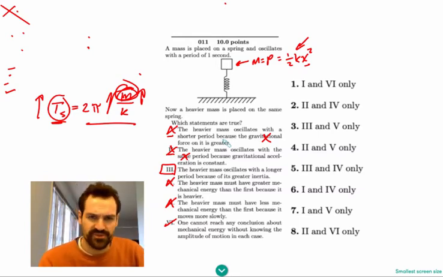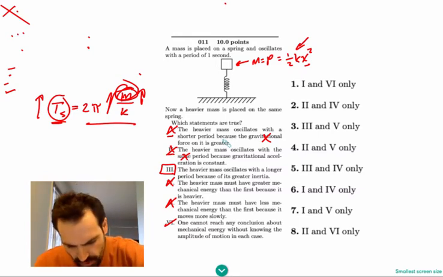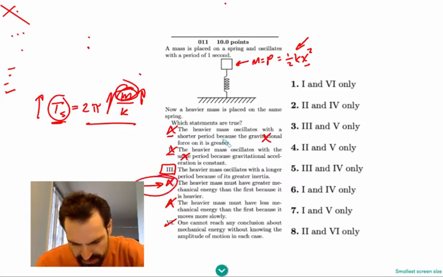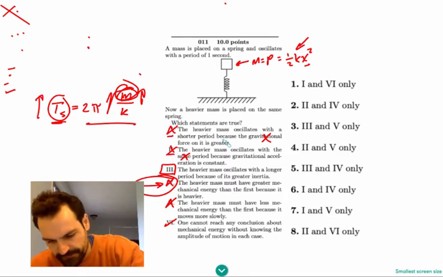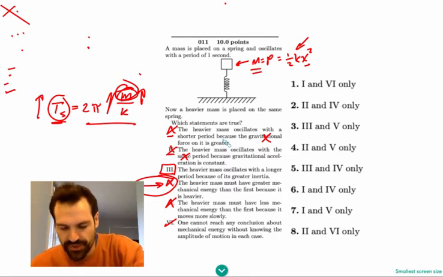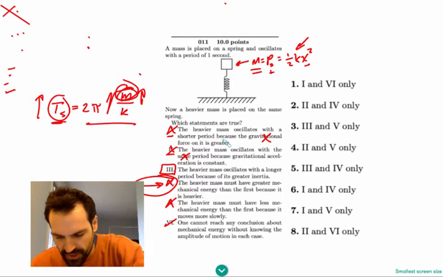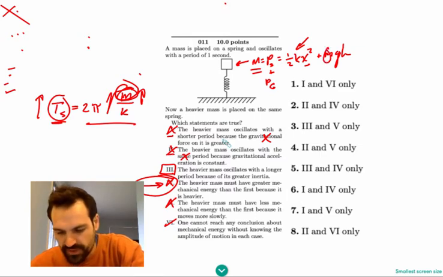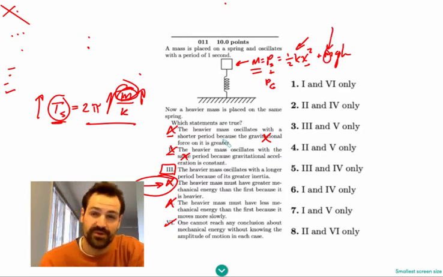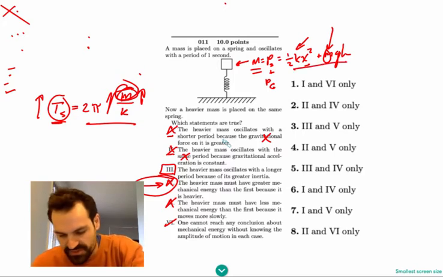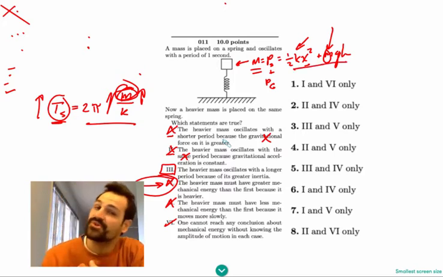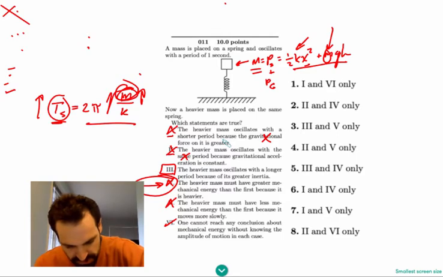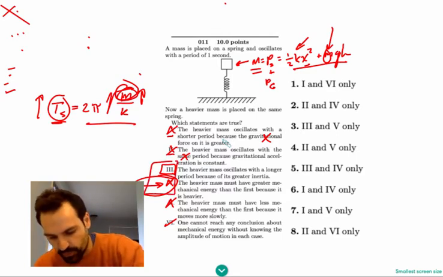Alright, after taking some time to think about it, I'm sorry, I was wrong. The heavier mass does have greater mechanical energy than the first because mechanical energy is the total energy, so it's the potential energy of the spring plus the potential energy due to gravity. So mgh. More mass would mean more gravitational potential energy, which does mean more mechanical energy. I'm sorry for that mistake, but the answer is 3 and 4.